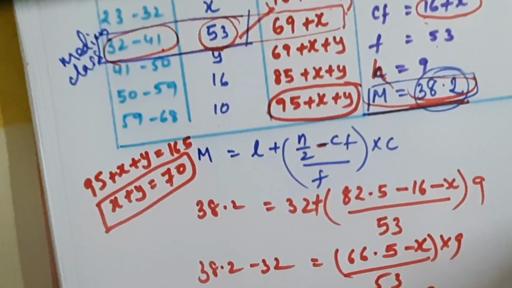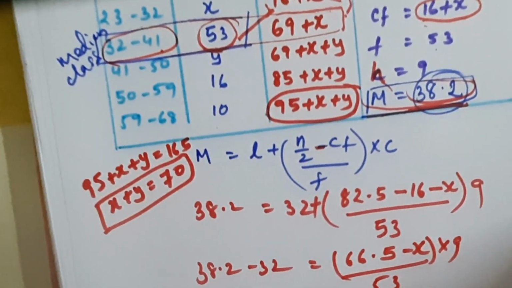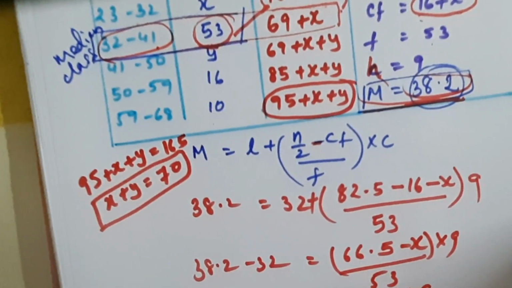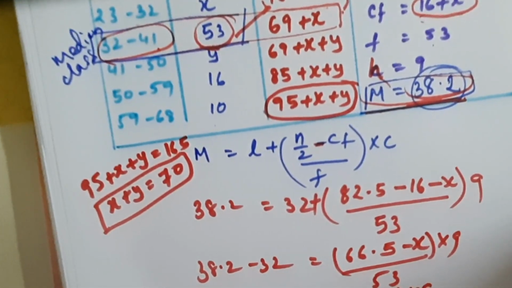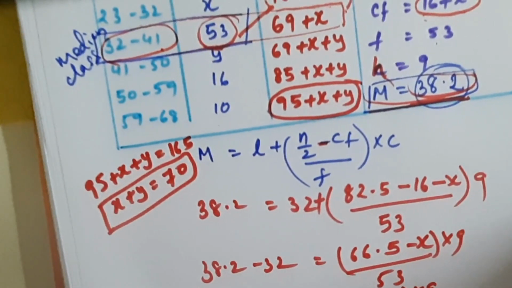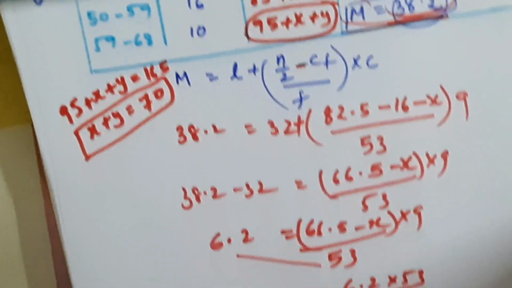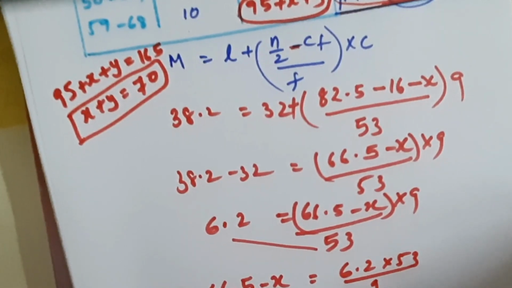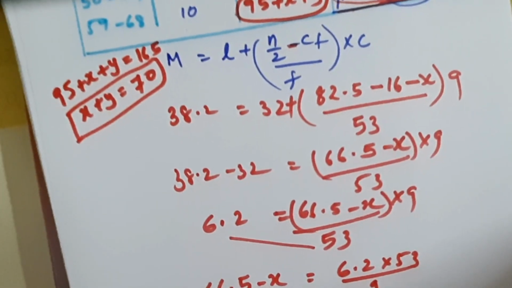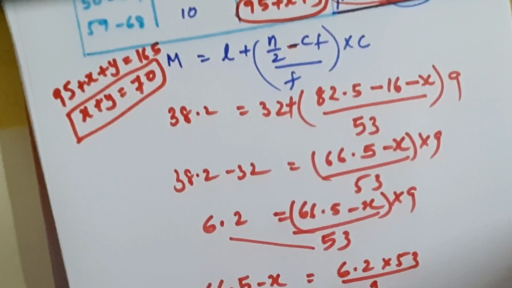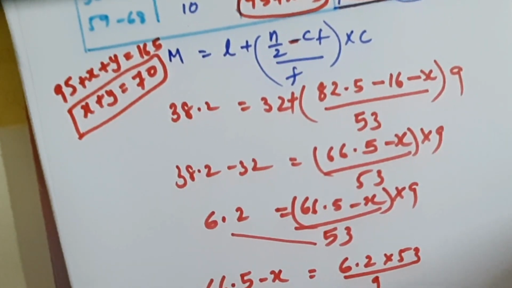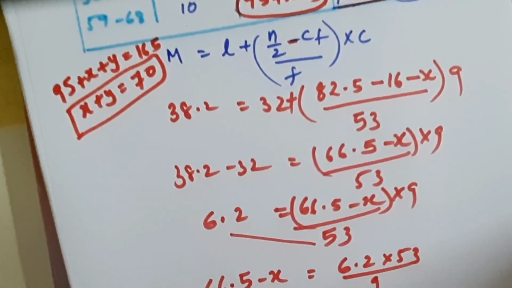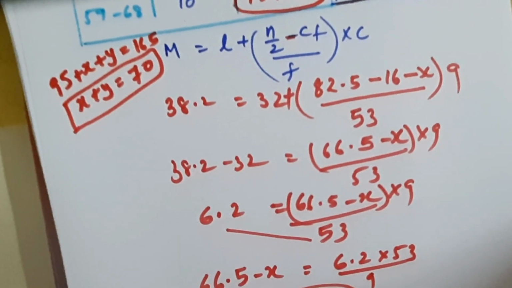Now we do cross multiplication: multiply by 53 and divide by 9, so diagonally multiplying and dividing. So 66.5 minus x is 6.2 multiplied by 53, whole divided by 9. If we calculate this, we get approximately 36.5. So 36.5 is equal to 66.5 minus x. Now shifting x to that side and 36.5 to this side, 66.5 minus 36.5 is 30, so 30 is equal to x.